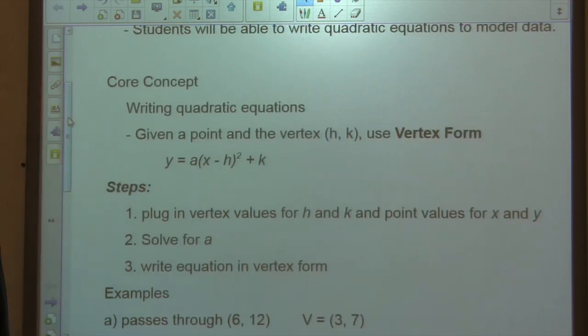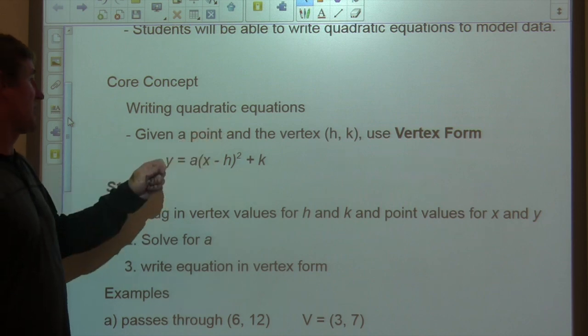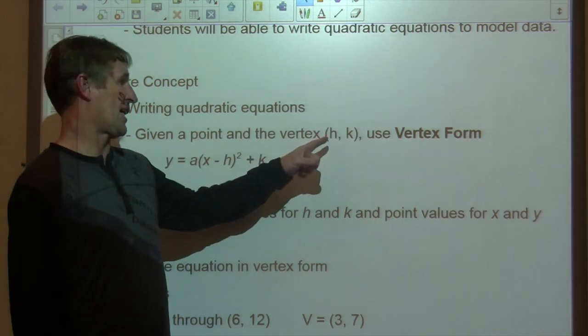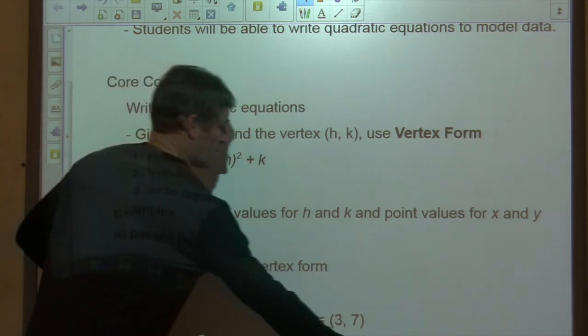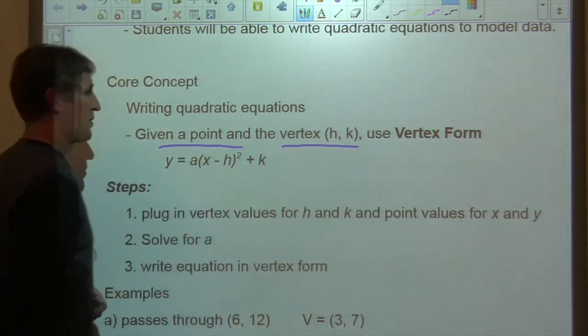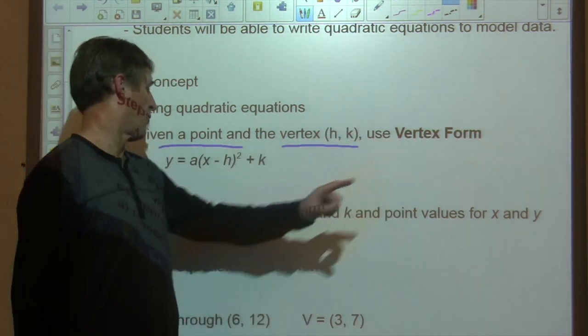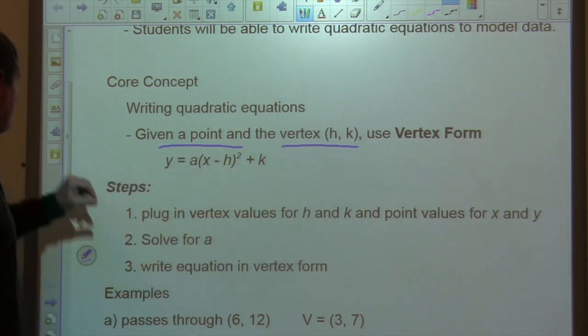So a couple core concepts we're going to work with. We're going to write quadratic equations given a point and the vertex. If you're given any point on the parabola and the vertex of the parabola, we'll use vertex form, which remember is y equals a times (x minus h) squared plus k.